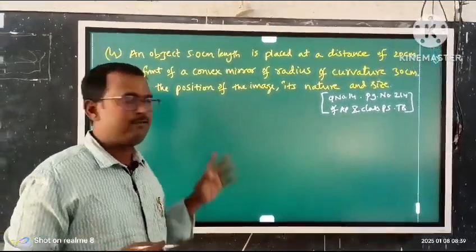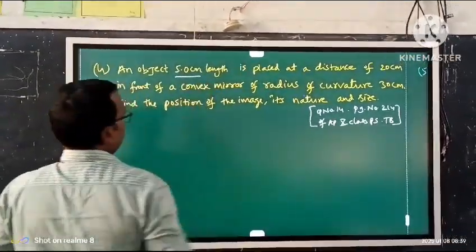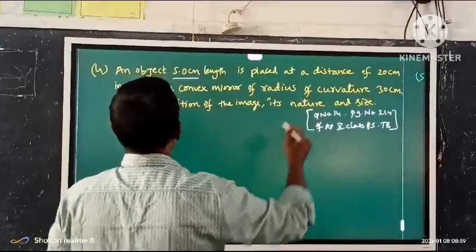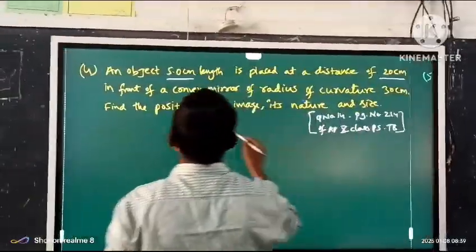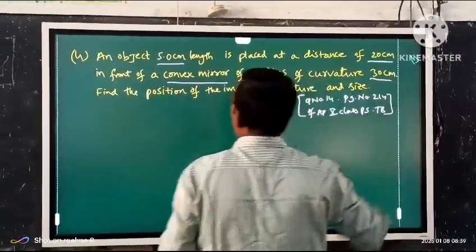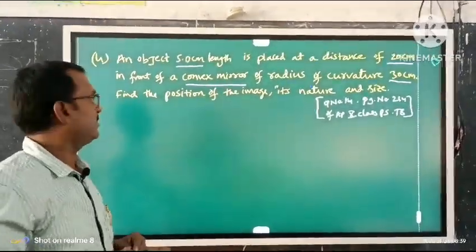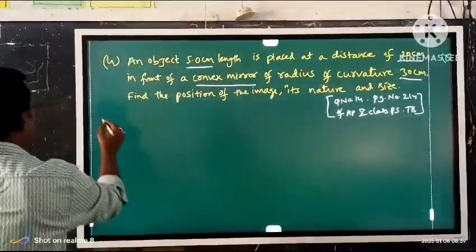Let us discuss the fourth problem. An object 5.0 centimeters in length is placed at a distance of 20 centimeters in front of a convex mirror of radius of curvature 30 centimeters. Find the position of the image, its nature and size.